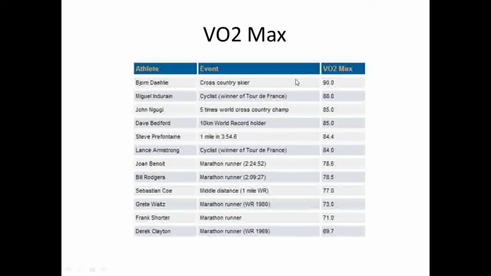This is some VO2 max scores of some famous athletes, probably a little bit before most of your time, but you might notice there's a guy here called Lance Armstrong who's been in the news a bit recently. He won the Tour de France 7 times, unfortunately drug assisted, but his VO2 max score was measured at 84. Whether that was drug assisted or not, we'll never know. But there's a number of other athletes, and most of these athletes compete in long distance races, so cycling, marathon running, etc., cross country skiing.